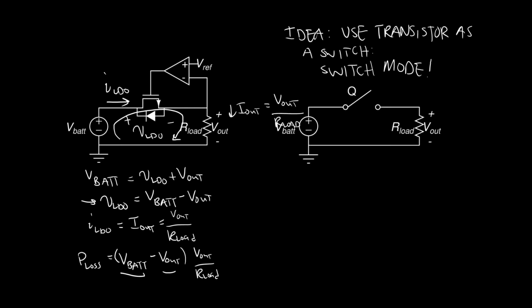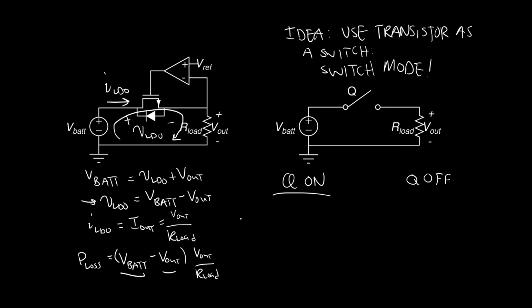Cool. So what happens if we do this? So we have the same circuit, but now instead of using the transistor as a resistor, we're using the transistor as, in this case, an ideal switch, Q. So we have two options for this ideal switch, Q, right? Either Q can be on or Q can be off. Let's look at what happens in both cases. Q on and Q off.